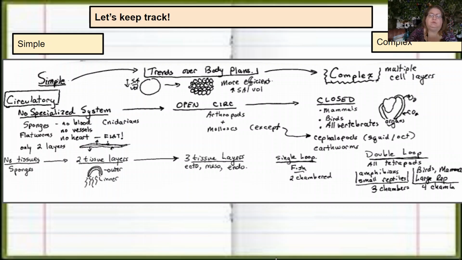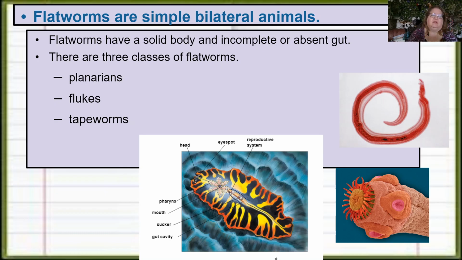And then eventually, we're going to get to see a closed circulation system in mammals, birds, all vertebrates, and then we'll see it in cephalopods, and then weirdly today in earthworms. And so we'll talk a little bit more about that. So let's start with flatworms.